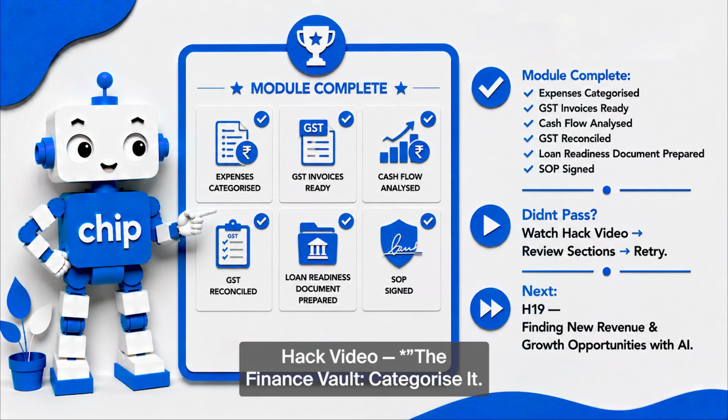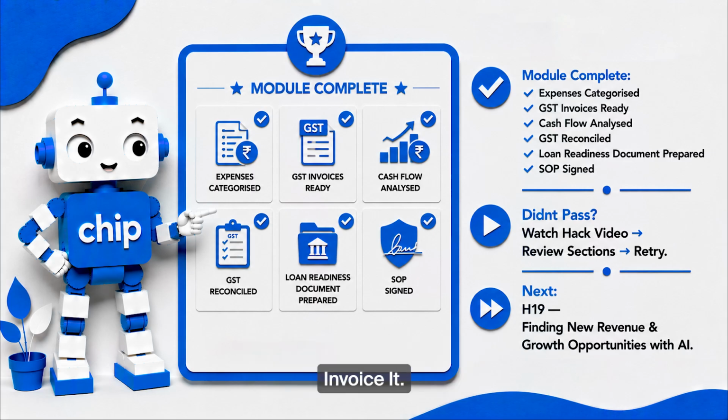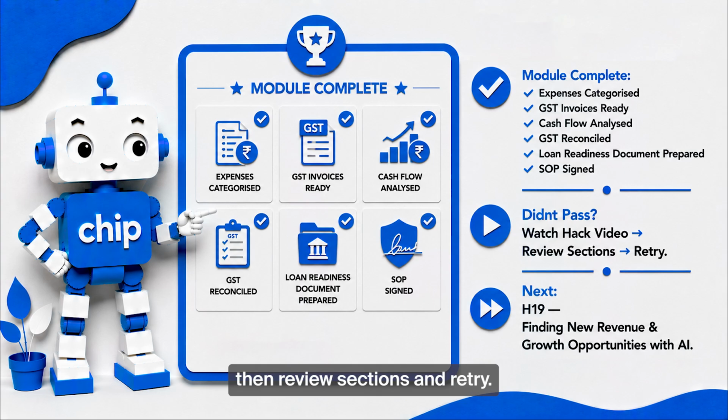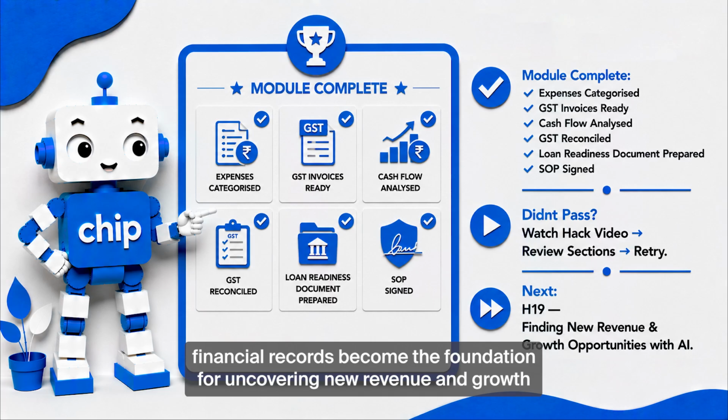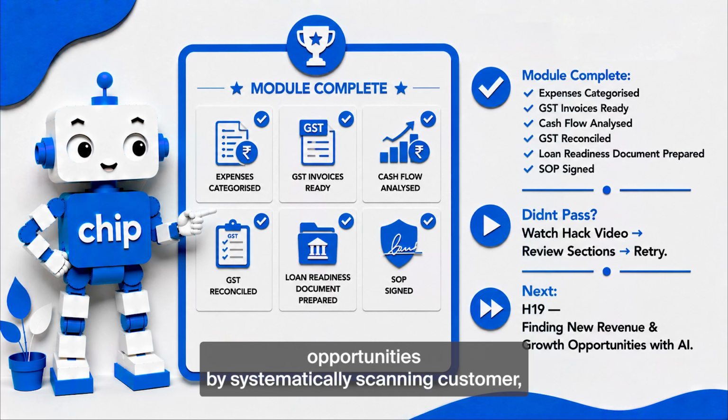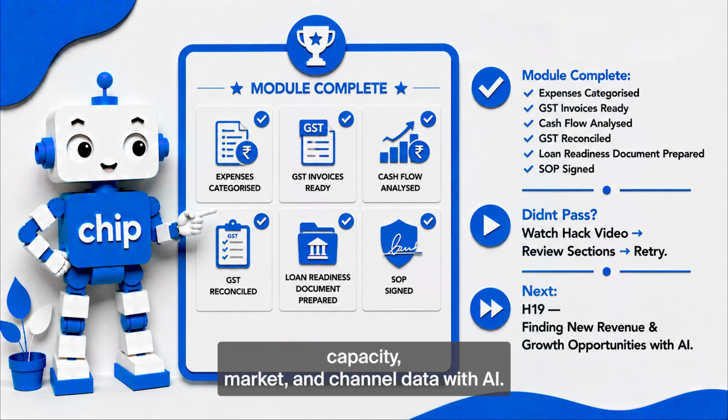The Finance Vault. Categorize it. Invoice it. Reconcile it. Then review sections and retry. When you are ready, move to H18, where your clean financial records become the foundation for uncovering new revenue and growth opportunities by systematically scanning customer, capacity, market, and channel data with AI.